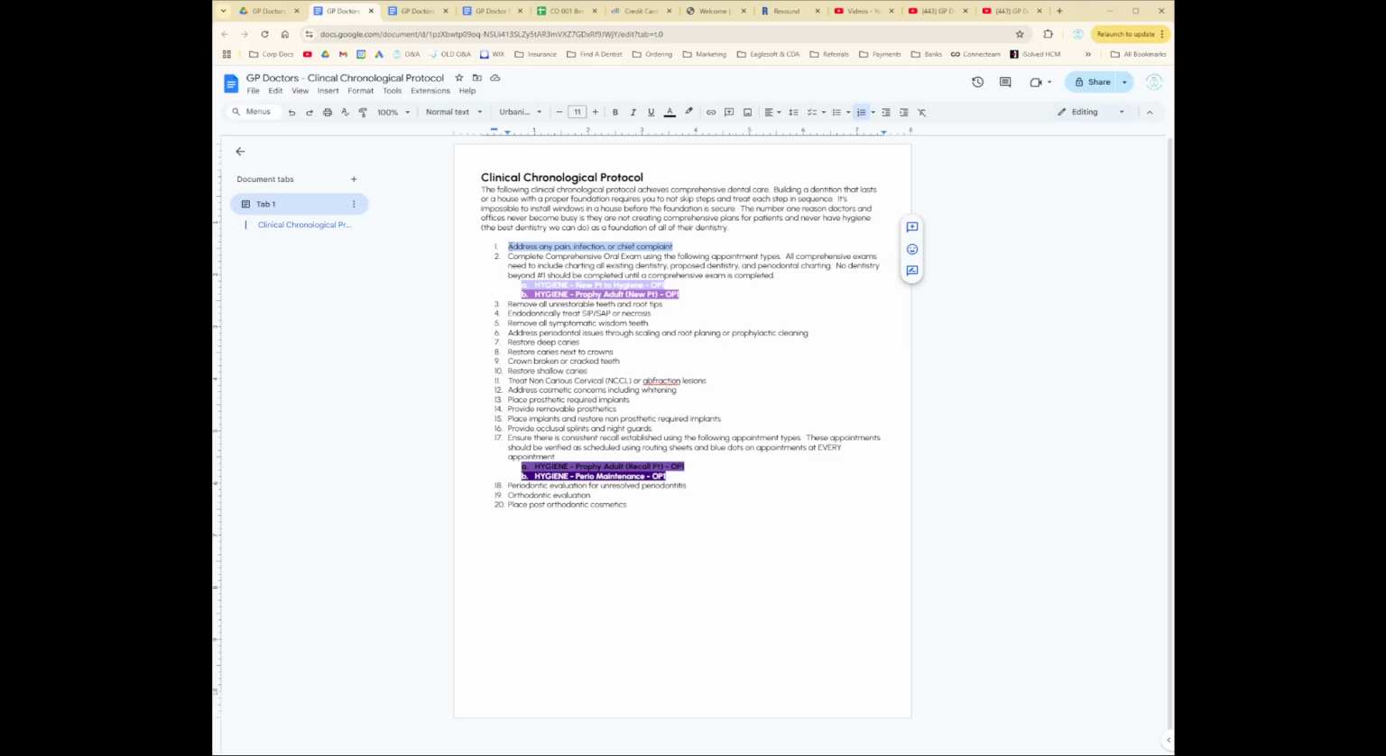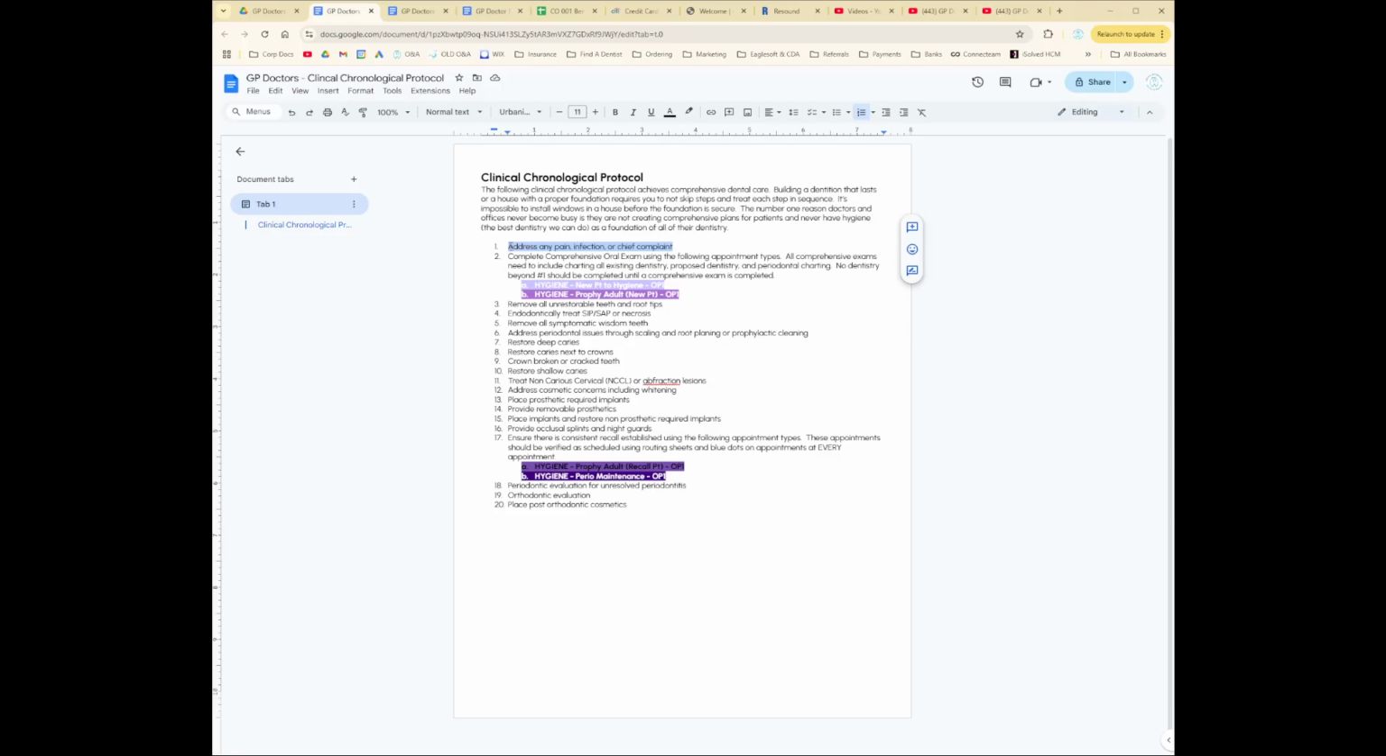Okay. The next thing would be to remove all symptomatic wisdom teeth. Now, obviously, not every patient is going to have every one of these issues, and so you could definitely be skipping all the way to, honestly, step number 17, 18, 19, all in one visit if they don't have any of these. But anyway, if someone did have all of these, then you would remove all symptomatic wisdom teeth. Then we would want to address any periodontal issues through scaling and root planing or prophylactic cleaning.